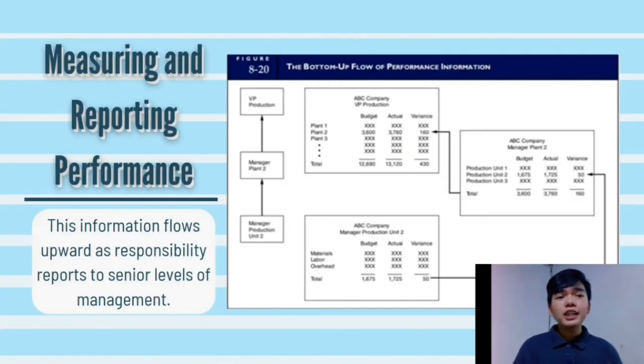Next, measuring and reporting performance. This information flows upward as responsibility reports to senior levels of management. Yung performance information flows upward as responsibility reports. So, nakikita rin natin sa table 20 na yung budget pababa. Yung main budget, yung master budget natin from the top level management, nagkakaroon ng budget habang bumababa, then yung performance reports natin ay pataas out of dun sa nagawa ng each department.